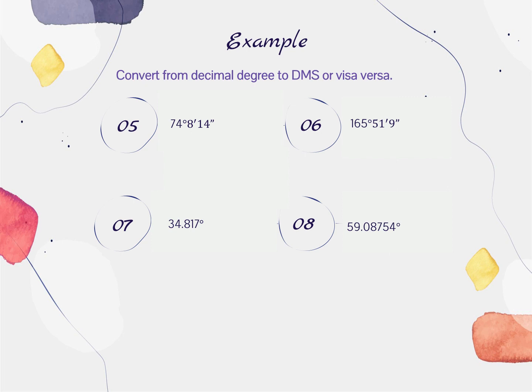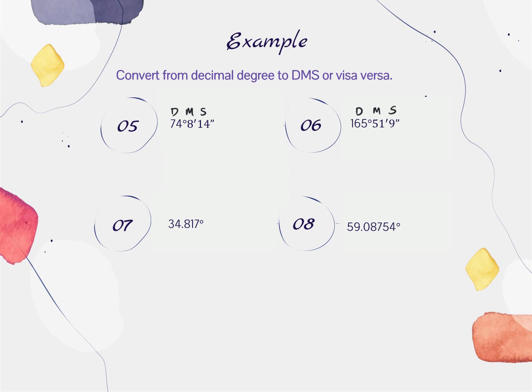So when you're given the problem in the first 2 forms, where you're given the problem in DMS form, see, this is DMS, degrees, minutes, and seconds. Let me kind of go over that. It's 74 degrees, 8 minutes, and 14 seconds. The second problem, number 6, is 165 degrees, 51 minutes, and 9 seconds. Notice there's no decimals in this answer. There will absolutely be no decimals in this final answer.